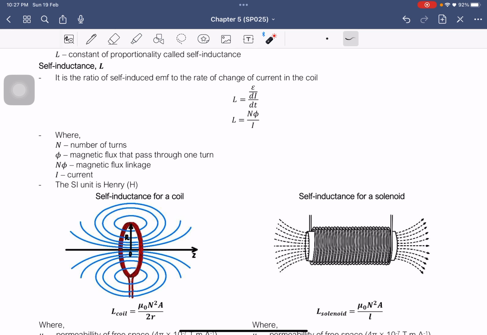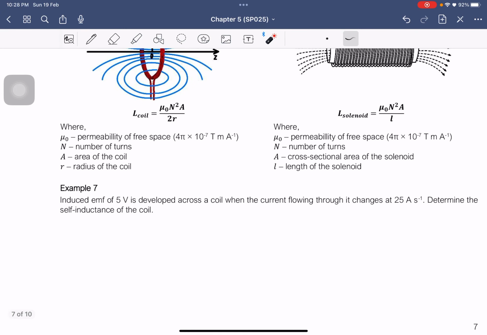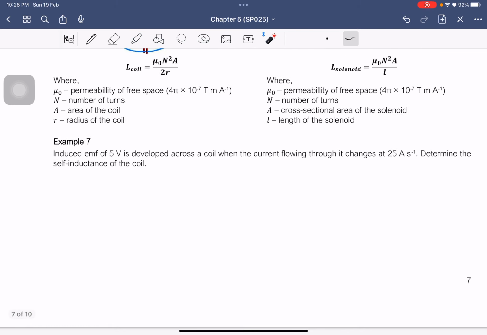So we have self-inductance for a coil and then we have it for a solenoid. These two have different formulas and they are given in your formula sheet, but I'm not sure if they mention or label coil and solenoid. That I'm not sure. Okay, so alright, that's basically the theory part. You just have to be able to apply it. You need to be able to solve questions using this equation.